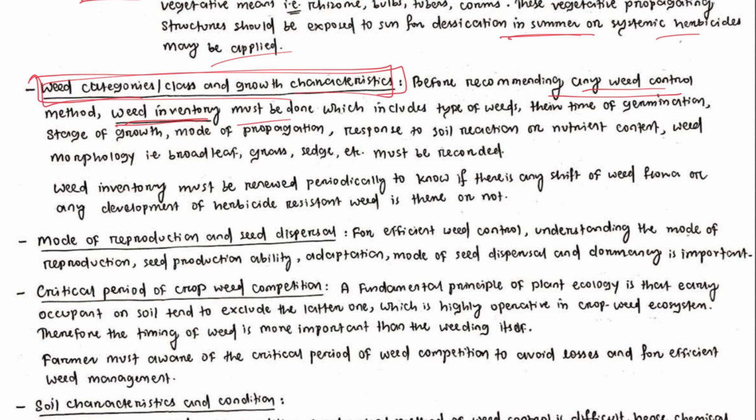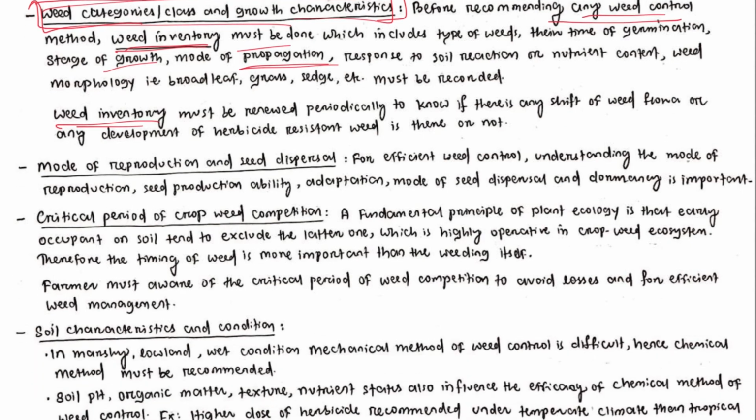What is the propagation method? Whether it is self-propagated or different agents are needed for this propagation. So after the weed inventory, it is easier to recommend a certain practice or weed control method.